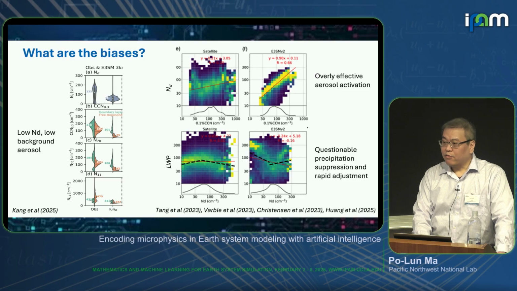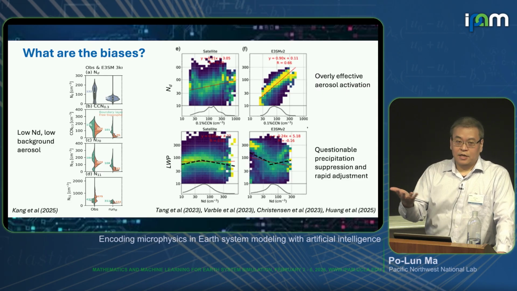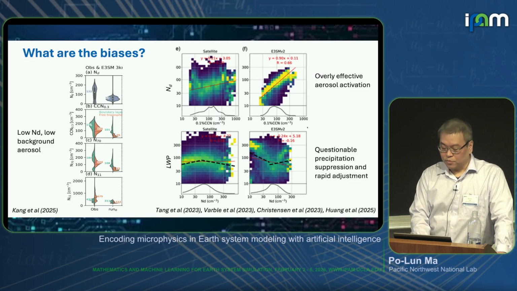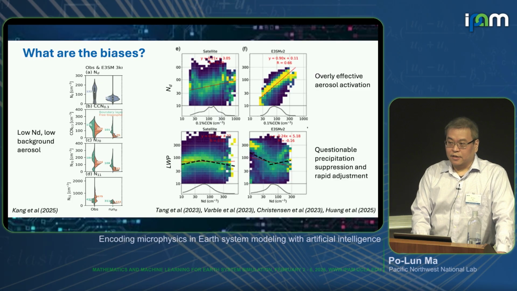So we have low background aerosol number and low droplet number, and that makes the clouds more susceptible to any aerosol perturbations, because in a clean environment, increasing aerosol number will make the cloud much brighter than if you are in a situation where the cloud already has a lot of droplets, so the aerosol effects will be saturated.